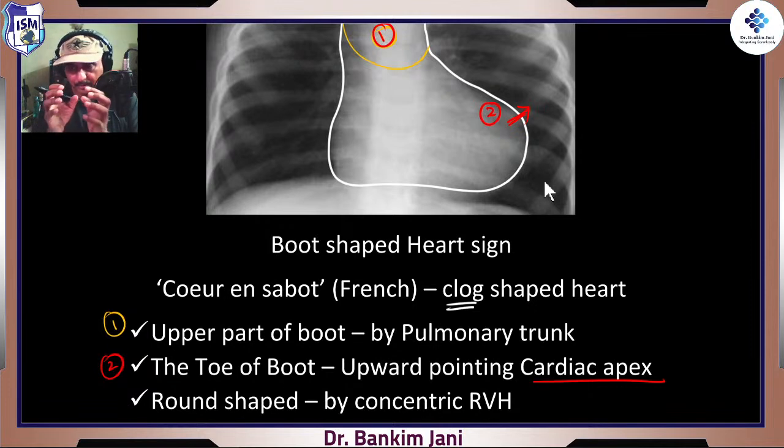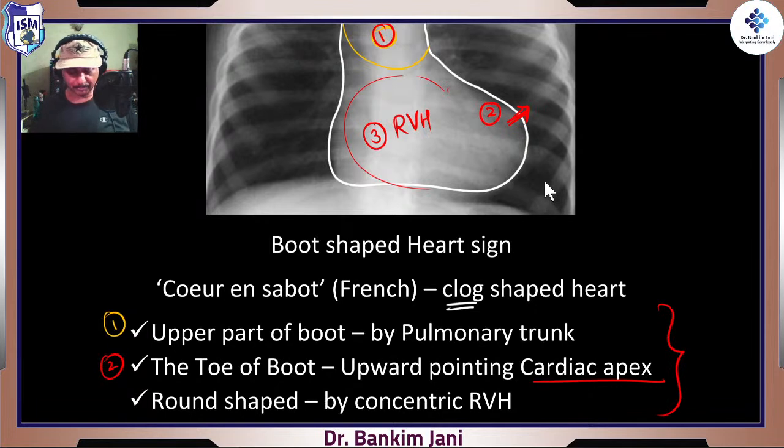So when the right ventricle enlarges, again you remember this, right? The way we form the heart, that it goes like this and it rotates. So your anterior surface is formed by the right ventricle. When the right ventricle enlarges, it actually tilts the left ventricle's cardiac apex upwards, right? So this is what really is happening, which forms a toe. And then this entire round shape, this round shape, is by right ventricle hypertrophy. So this gives what is called the boot shape.